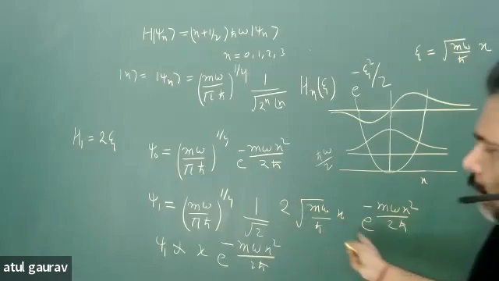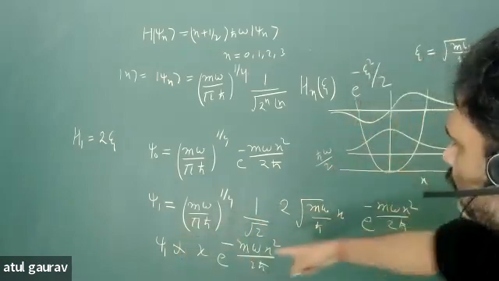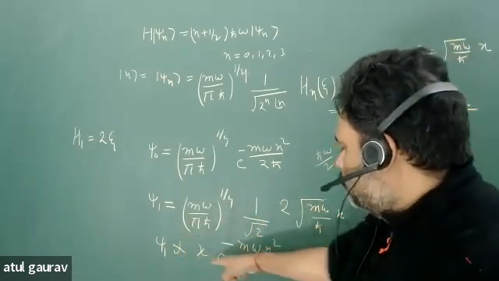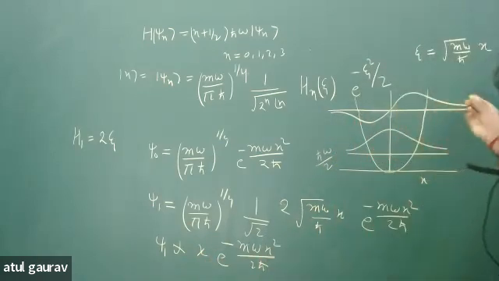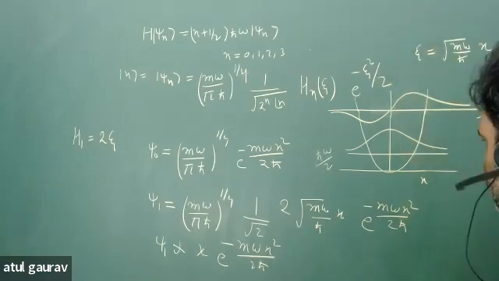This is your first wave function. So is this an odd function or an even function? Odd function. So similarly, the energy eigenvalue is what? That is 3 by 2 h cut omega. And similarly, you can go for higher levels.